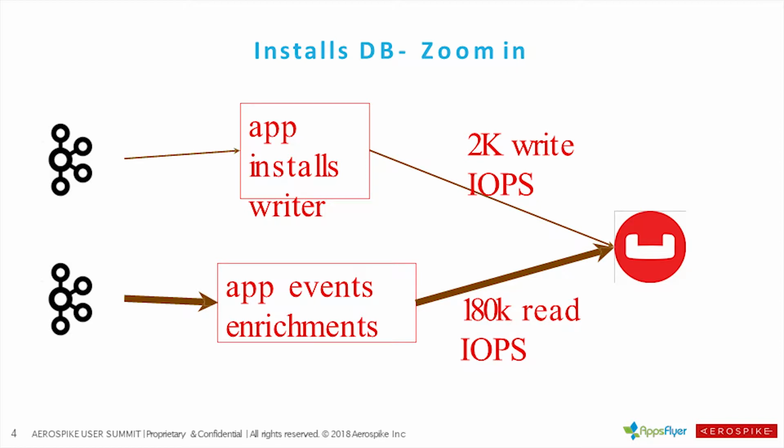On the upper side you can see a microservice that writes new installs, new app installs into the database. That's a relatively low rate of 2,000 IOPS. Imagine that when an app installs, it installs once in a lifetime, and then during the entire app lifetime, it sends us events, for example, for every launch. And so there is another microservice that gets all these lifetime events, and each event reads or hits the database, potentially also updates the record, and that's a higher volume of reads, around 180K read items. So the database is very read intensive.